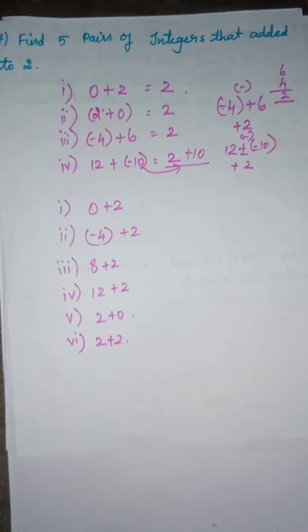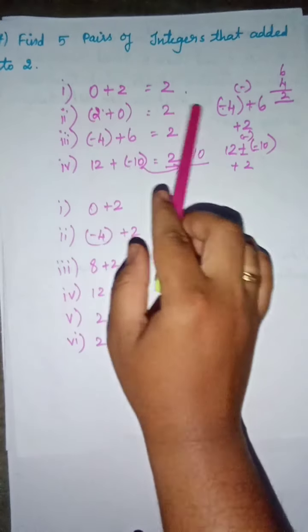Why I am saying like that, means if one pair is wrong, we will consider the next pair. Okay, next pair, which one is correct, we will consider that pair and we will change your mark. So by that way, I am asking you to do more pairs. Even 7 pairs you can do. Okay. So this is adding of 2.